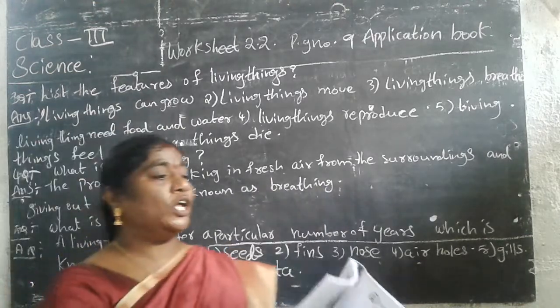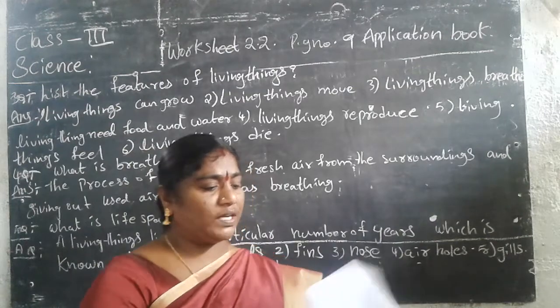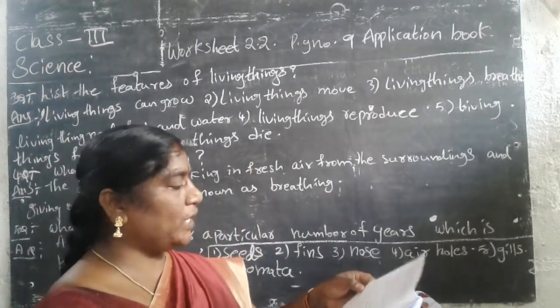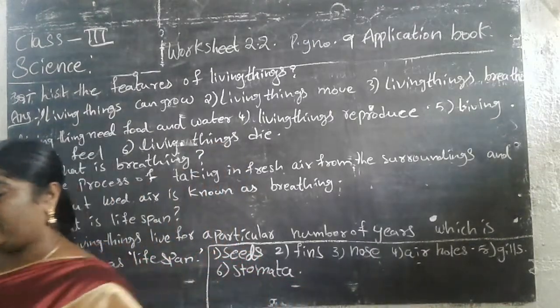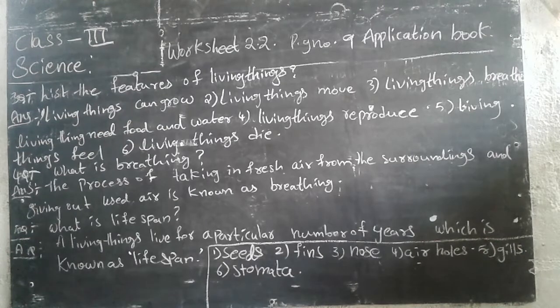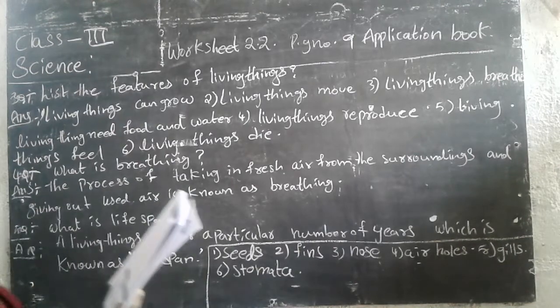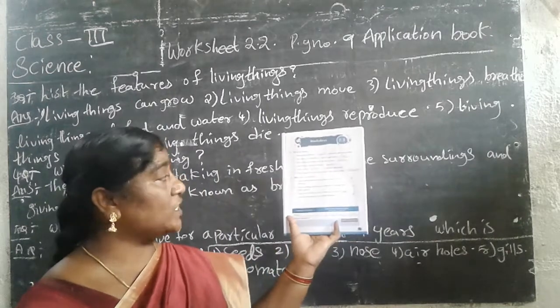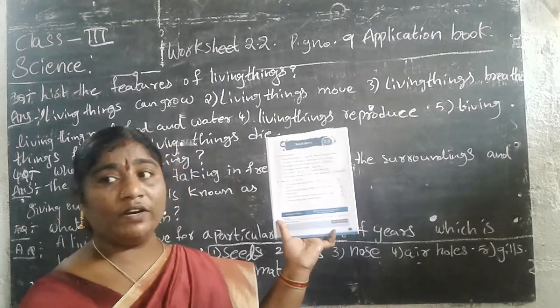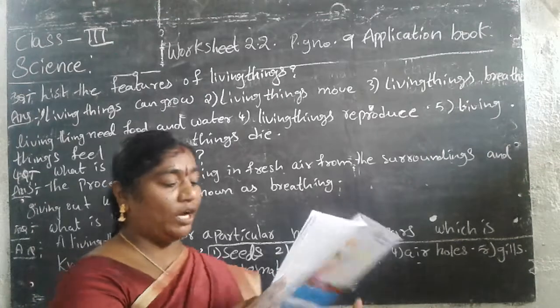For worksheet 2.2 we have to finish the first question to the fifth question, and the sixth question also. We have to put the tick mark, and then go to the 11th page, worksheet number 2.3. The first bit, fill in the blanks, A bit. We have to finish the six fill in the blanks. First one seeds, second one fins, third one nose, fourth one holes, fifth one gills, sixth one stomata. Next one is true or false, B bit. First one T, second one T, third one F, fourth one F. Up to here we have to finish.